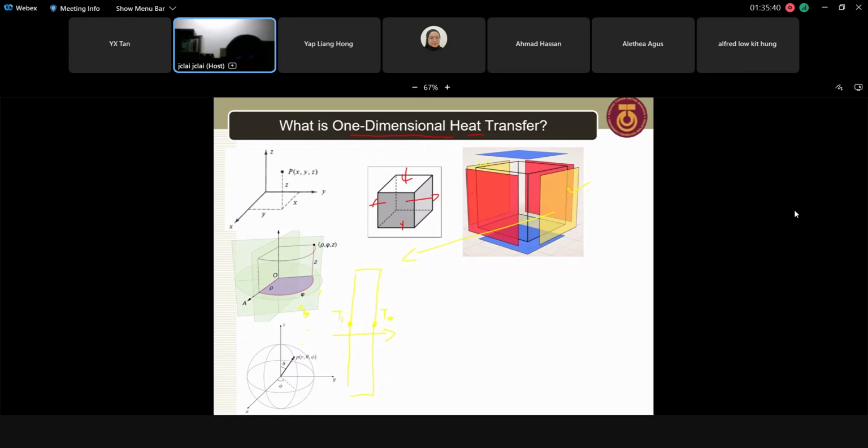What does it mean when we say it's one dimension? It means we assume heat is only transferred through, if you refer to this coordinate system, in which direction? X, Y, or Z? It is the Y direction, right?